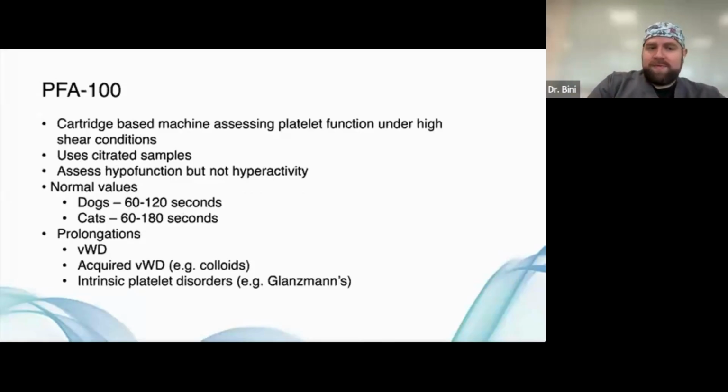Another thing you can use, and this is a little bit more fancy, is a PFA 100. It's a machine that basically assesses clotting, platelet function. It can't assess hyperactivity, so it only tells you whether your patient is hypocoagulable, but not if it's hypercoagulable. The normal values for this are 60 to 120 seconds in dogs and 60 to 180 in cats. Of course, prolongations of this could be due to von Willebrand disease, acquired von Willebrand disease, right? So all of those things that do affect the von Willebrand factors. And then you can also have intrinsic platelet disorders like Glanzmann disease, for example.